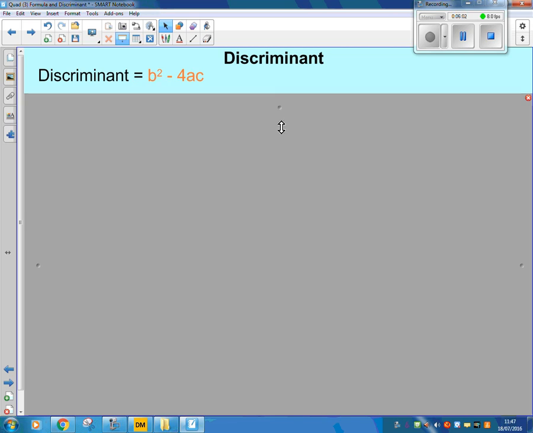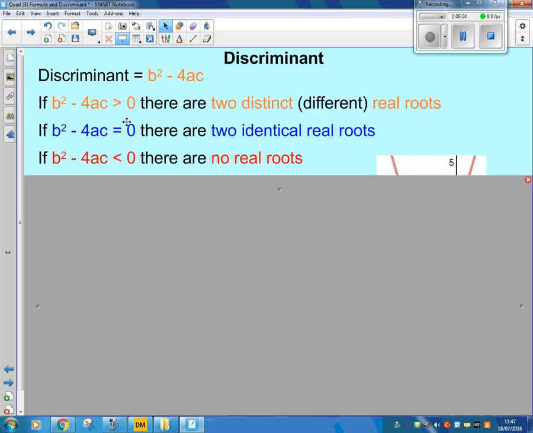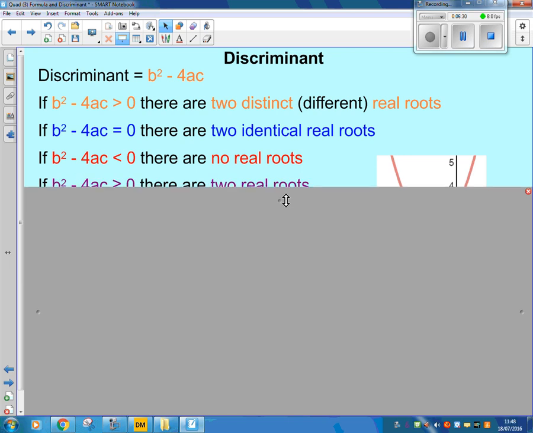Discriminant b squared minus 4ac, and these were the rules I just said. If b squared minus 4ac is positive, if it's more than 0, there are two distinct, that means different, real roots. You need to know both words, distinct or different. Okay. b squared minus 4ac equals 0, there are two identical real roots. It's like when you get one solution, two identical real roots. b squared minus 4ac less than 0, there are no real roots.